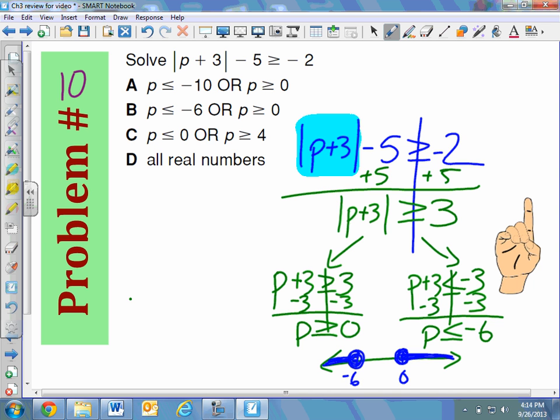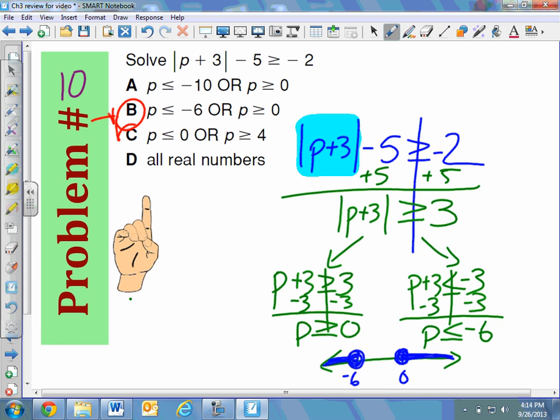So guess what? Obviously A, B, and C all have the word or in it. So you got to have that. Now we've got to match it up. What's your answer? Is it this one right here? Yes, sir. It's B. B is your answer.